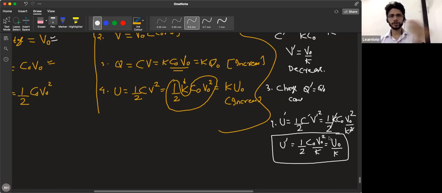So this is U prime, which is U naught divided by K. Energy in free space divided by the dielectric constant. Is it clear? Noah, Unib, Arpit? Yes, sir.